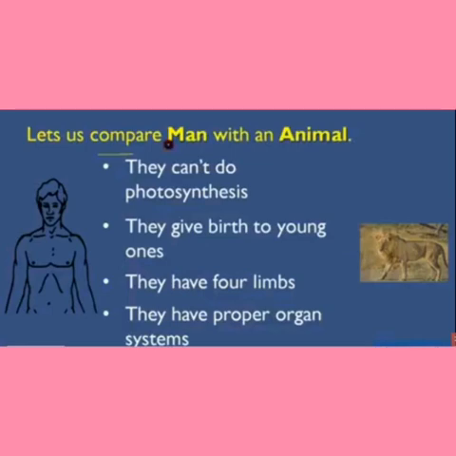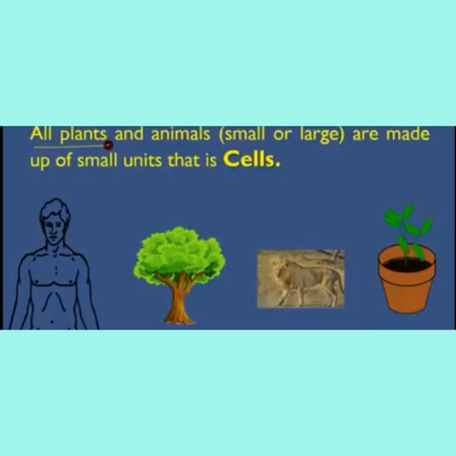Third, they have 4 limbs. Limbs means legs. A lion has 4 legs. On the other hand, man has 2 shoulders and 2 legs which perform various functions. Fourth point, they have a proper organ system. Organ system means both of them have a circulatory system and respiratory system. So whether it is man or animal, they are made up of the same kind of unit and perform the same function.